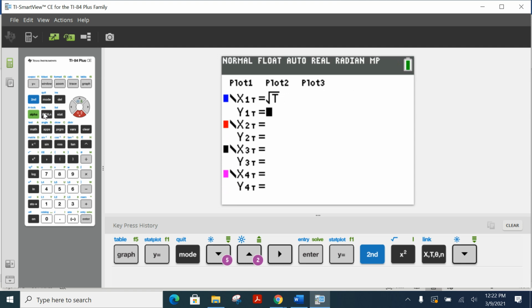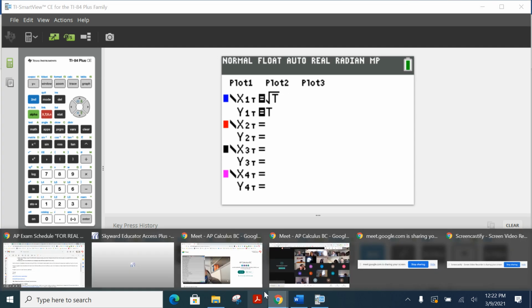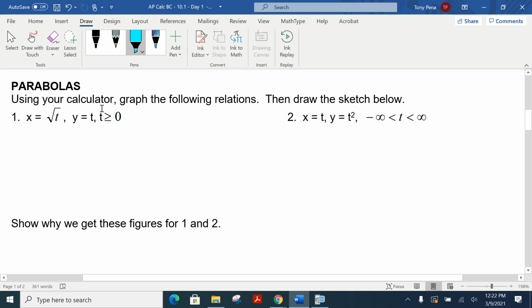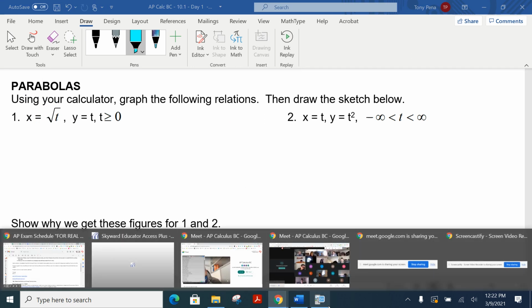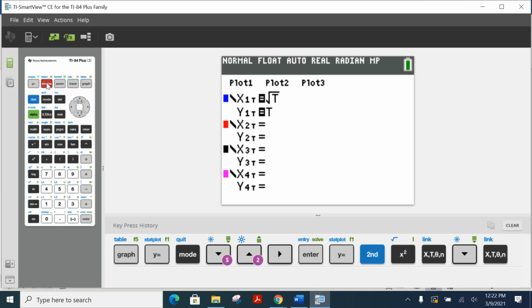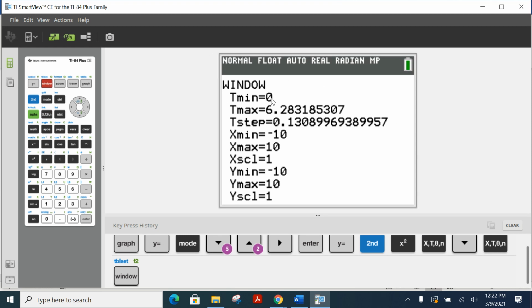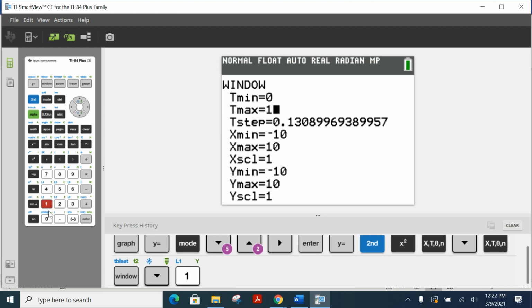And then the y is just going to be a regular t. If you look at your window, however, that I gave you on the paper, I only want t values greater than or equal to 0. So now go to your window that we normally would go to. Notice how I have my t as a 0. You can't really put infinity in here. I'll put a 10. That'll be plenty big enough.